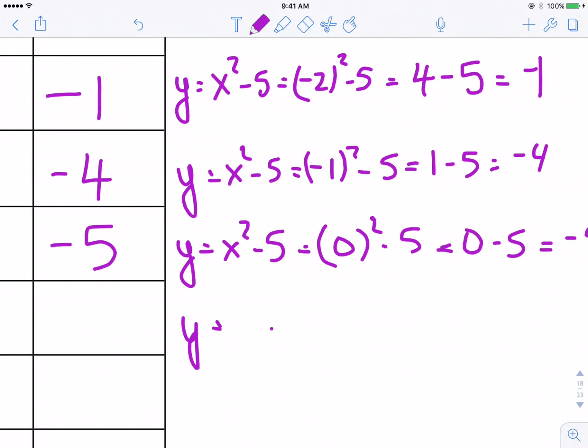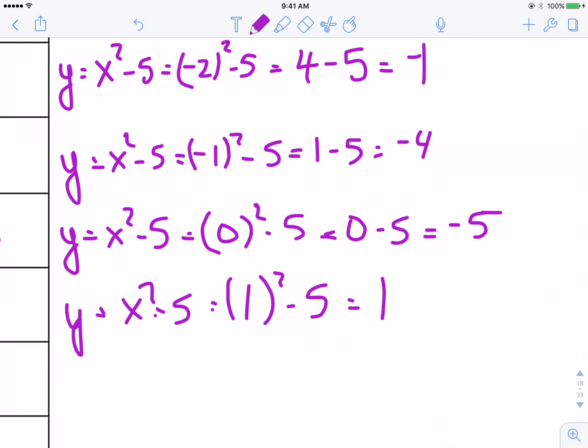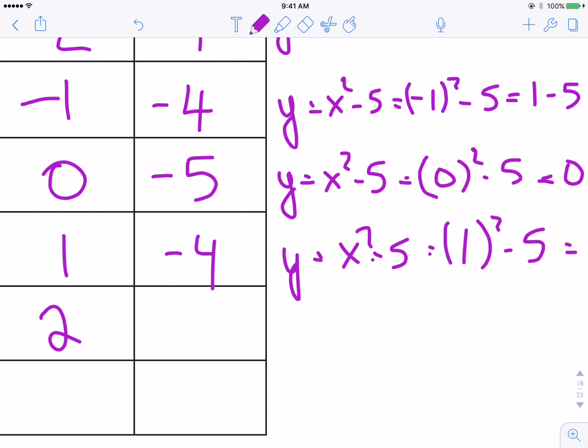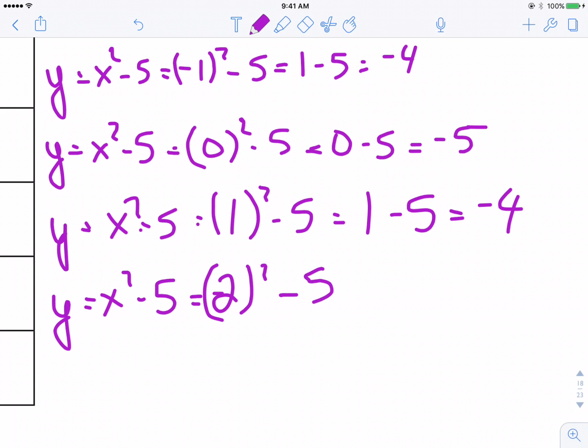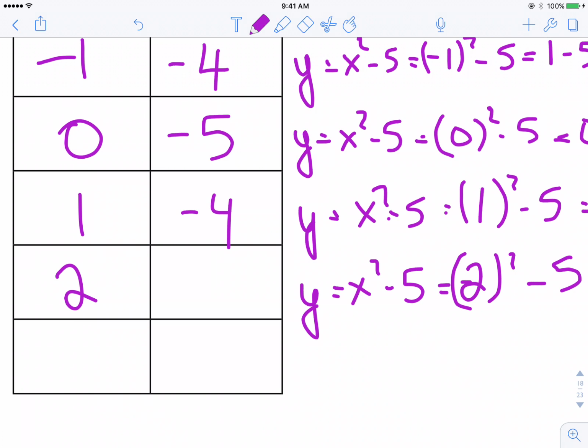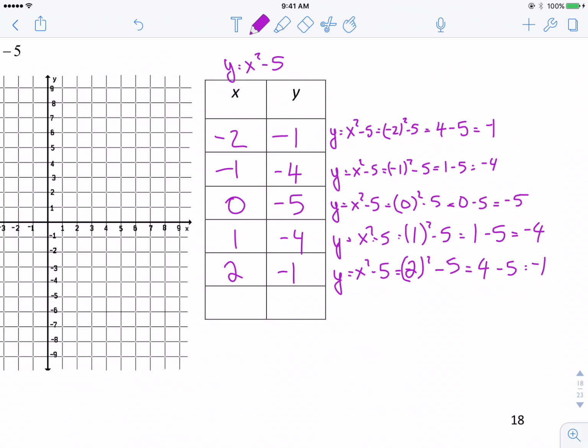Y is equal to x squared minus 5, which is equal to 1 squared minus 5, which is equal to 1 minus 5, which is equal to -4. Y is equal to x squared minus 5, which is 2 squared minus 5, which is equal to 4 minus 5, which is equal to -1. And then we can plot those points. You could do a sixth one there if you want, but I'm trying to get this done fairly quickly.